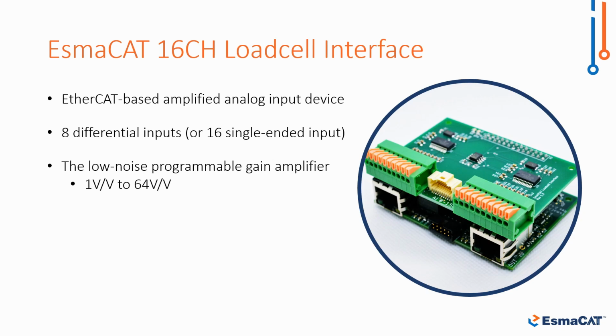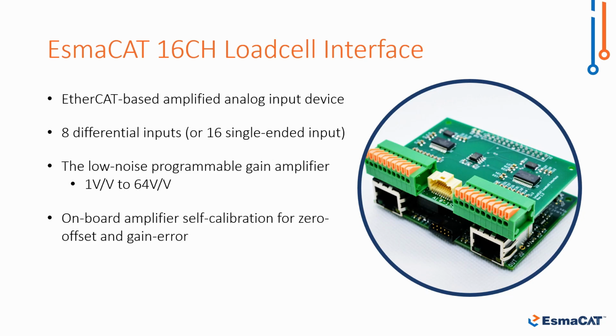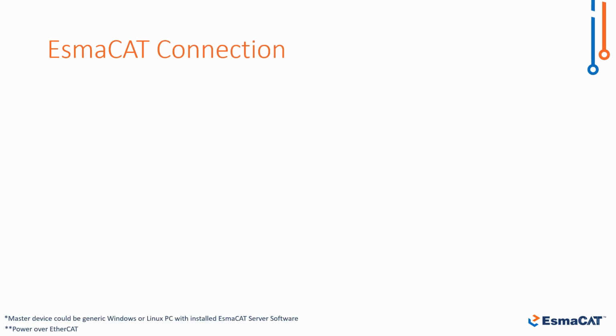This is essential to read the extremely small voltage variations that one would observe with a Loadcell or any other high sensitivity application. For high precision measurement, this unit also features onboard calibration functions for voltage offset and gain error. Here, we would like to demonstrate the reading of Loadcell signals. Now, let's get started. In order to read Loadcell signals, we need several EsmaCAT components.